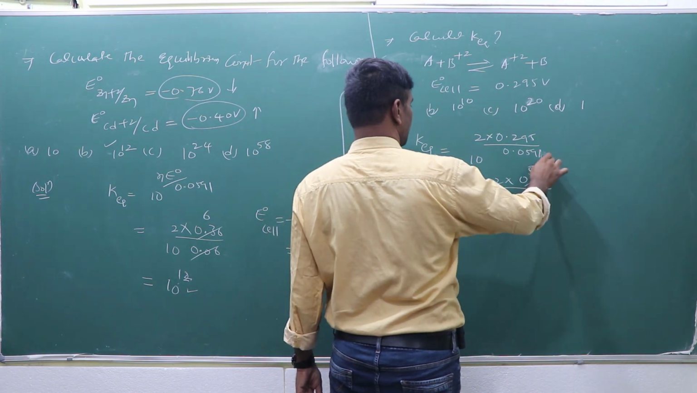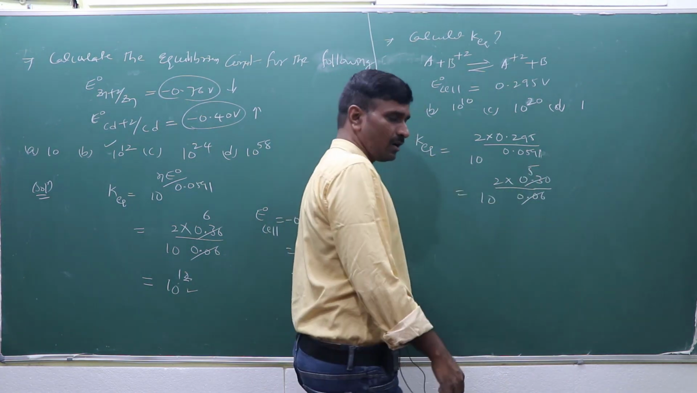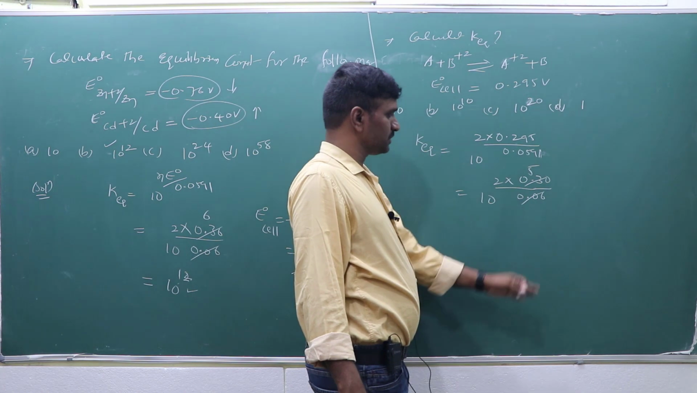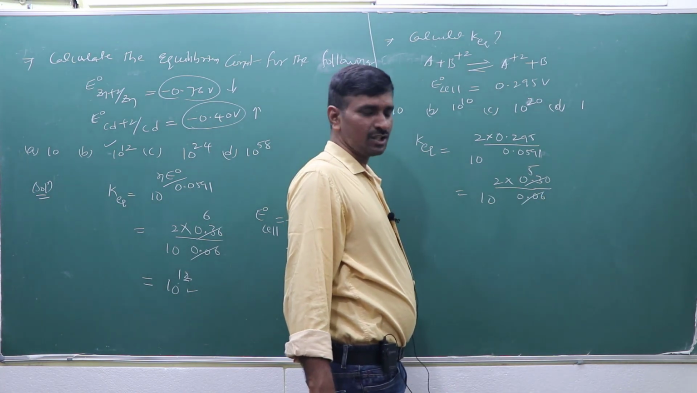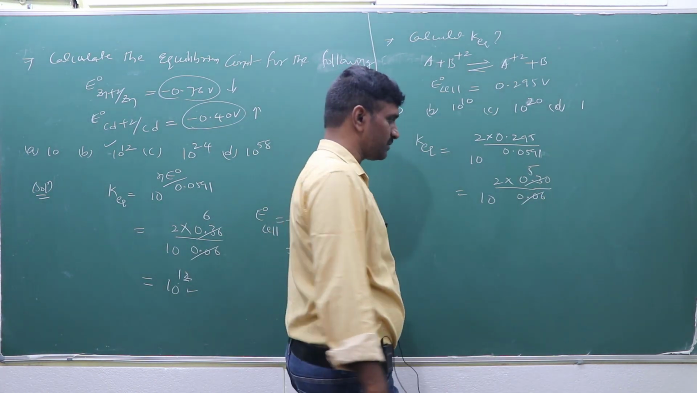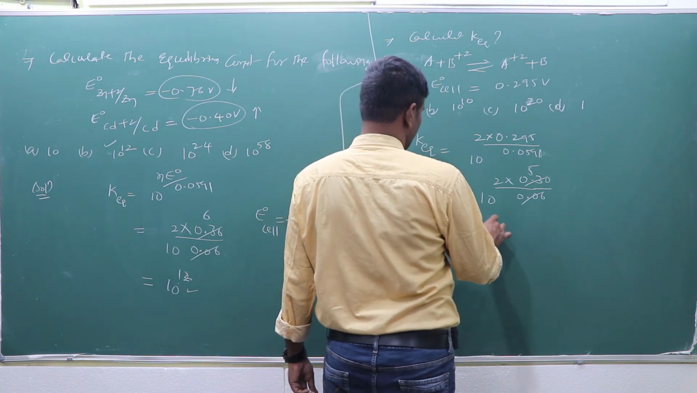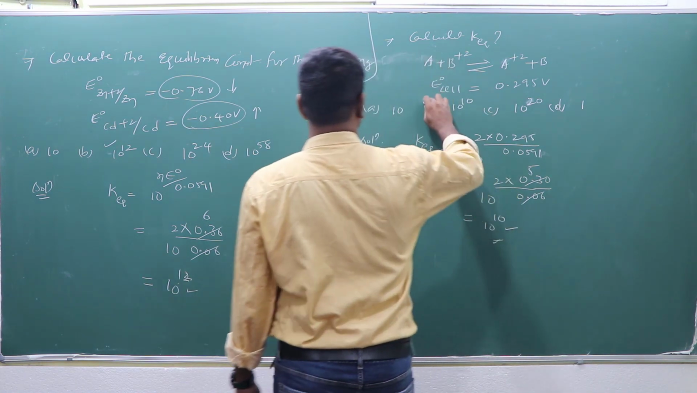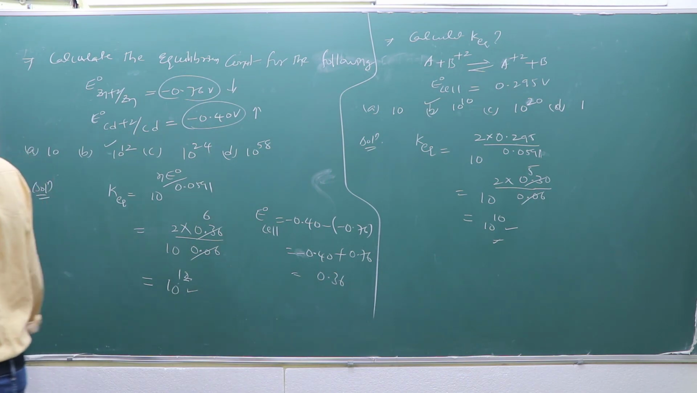How many times is it going to take place? 5 times. Or 30 into 10 to the power of minus 2 by 6 into 10 to the power of minus 2, that it may be 5 times. So how much is it? 10 to the power of 10. This is the suitable option, right?